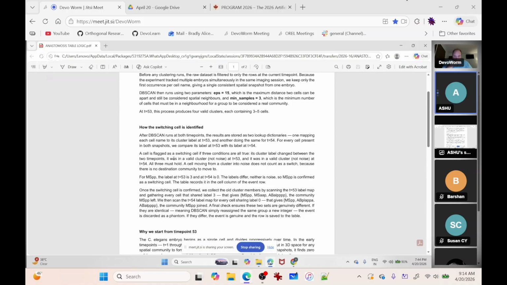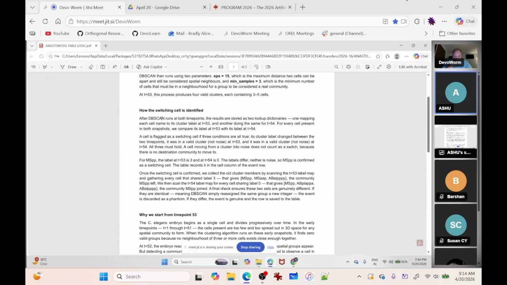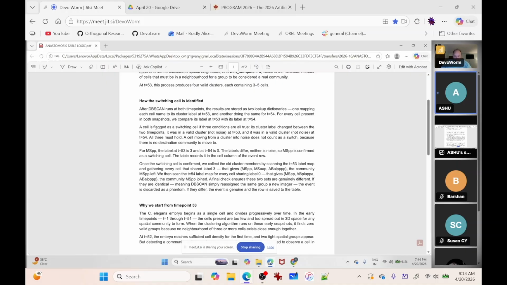To identify the switching cell, DBSCAN runs at both time points, T53 and T54. The results are stored in lookup dictionaries, mapping each cell name to its cluster at T53 and another at T54. For each cell present in both snapshots, we compare its label at T53 and at T54, and then we can identify the cell that has shifted its cluster from T53 to T54.